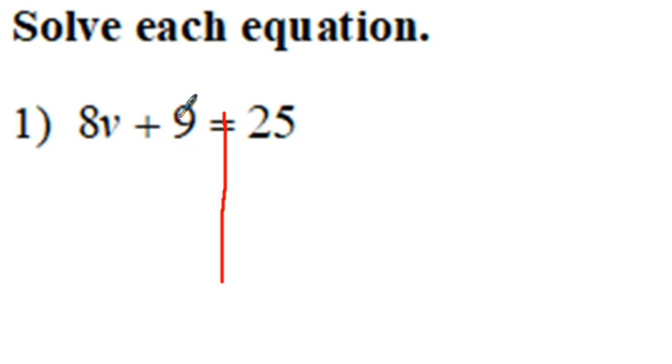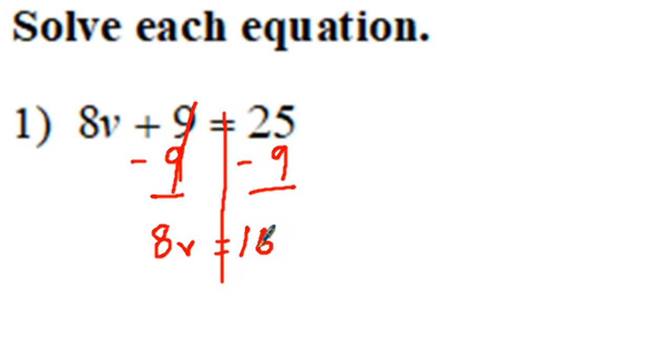What is the opposite of adding 9? Very good. That means we are going to subtract 9 on both sides. That eliminates our 9s on the left. So now I can bring down my 8v, and then I can focus on my right side and do 25 minus 9, and that's going to give us 16.